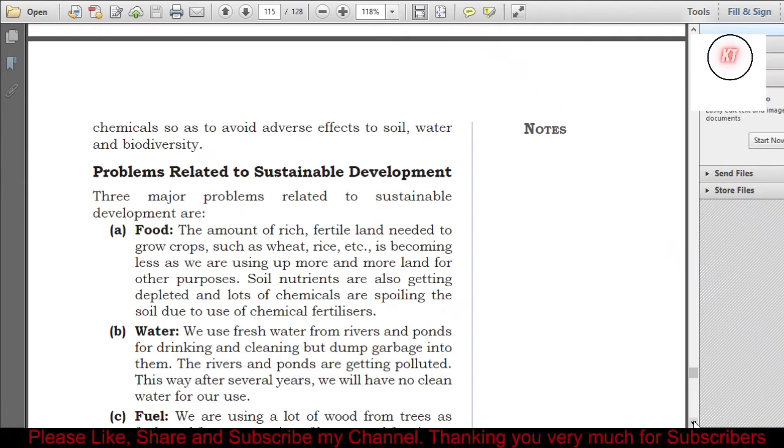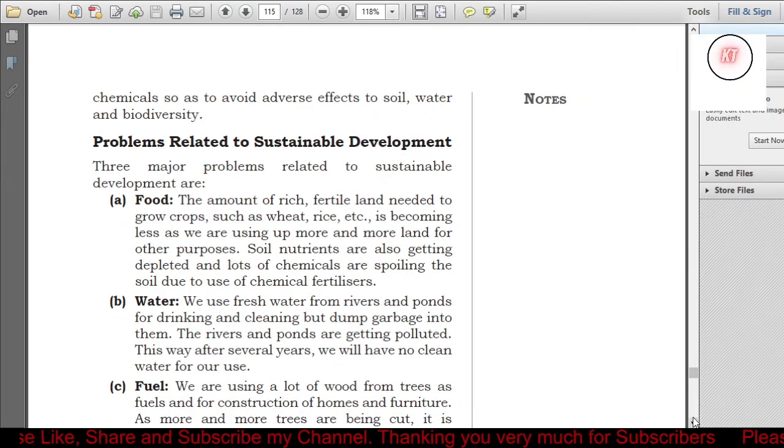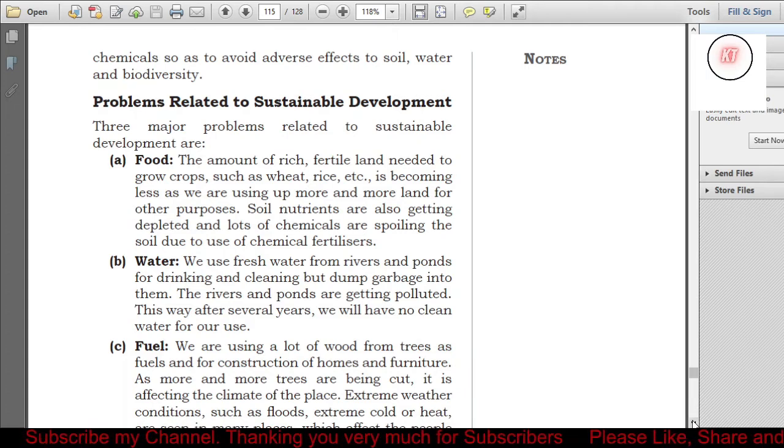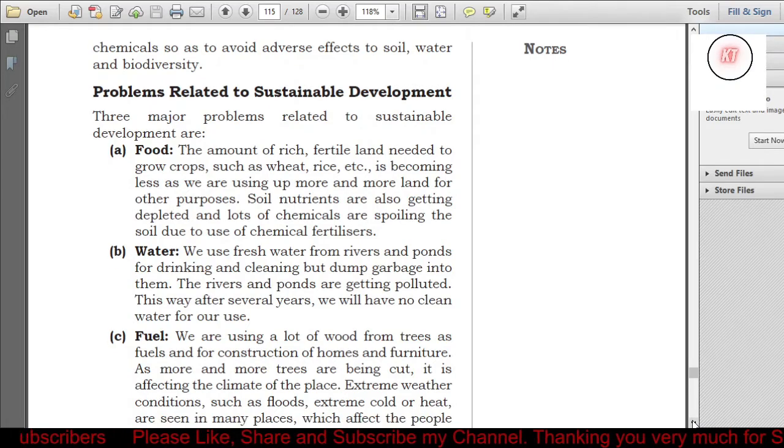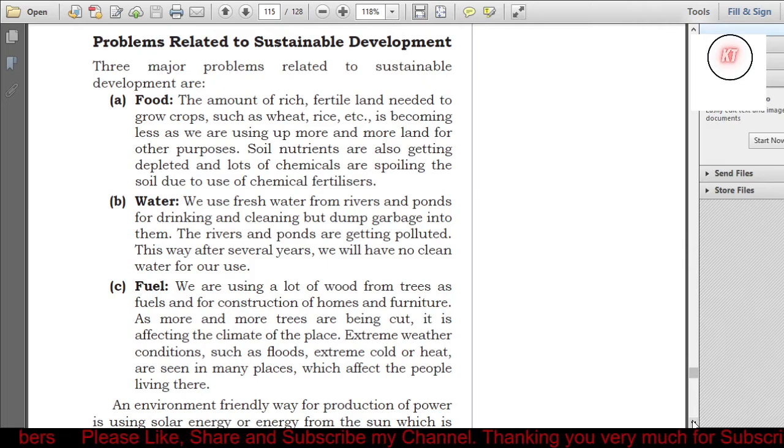Problems related to sustainable development. The major problems related to sustainable development are food, water, and fuel. Food: the amount of rich, fertile land needed to grow crops such as wheat, rice, etc. is becoming less as we are using up more and more land for other purposes. Soil nutrients are also getting depleted and a lot of chemicals are spoiling the soil due to the use of fertilizers.